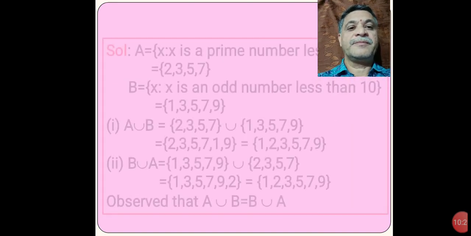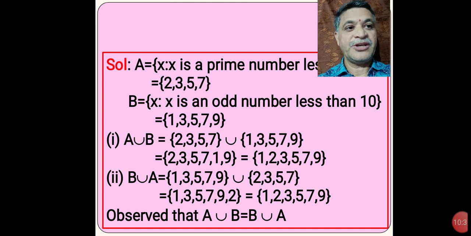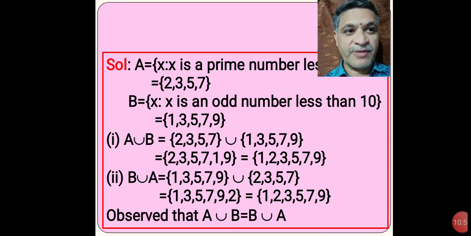Now take A is equal to the set of all x such that x is a prime number less than 10. What are the prime numbers less than 10? Yes, you are right. 2, 3, 5, 7. And what are the odd numbers less than 10? That is B: 1, 3, 5, 7, 9. Now we have two sets in roster form, A and B. Now we are able to calculate A union B and B union A also.